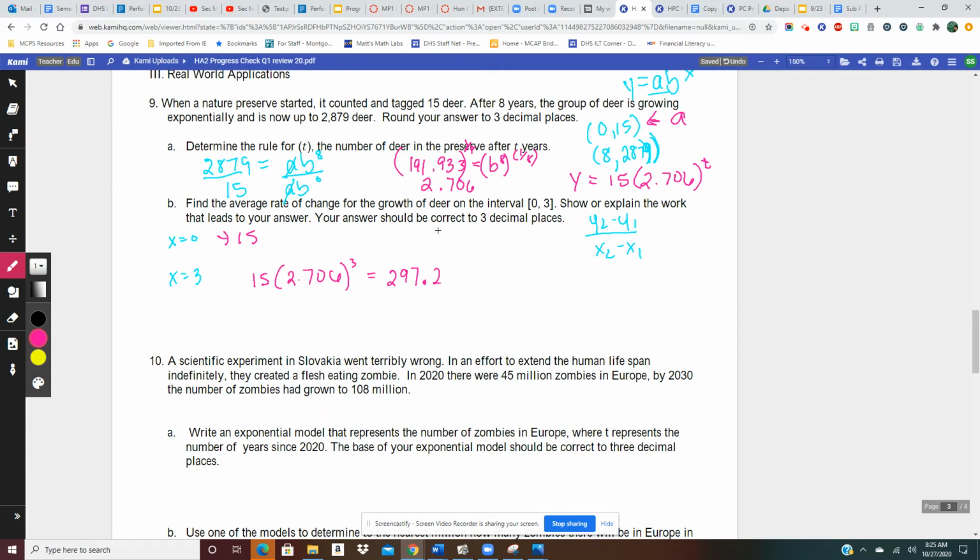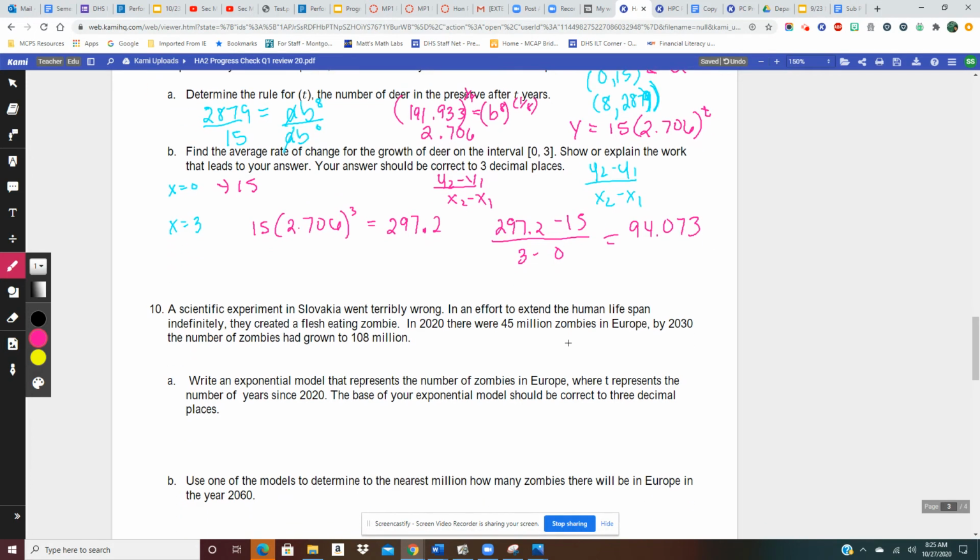So I'm going to do this whole rate of change thing again, y2 minus y1 over x2 minus x1. So here are your y values. You do 297.2 minus 15 over my x values, which is 3 and 0. So 3 minus 0. So I'm going to take this answer minus 15, and I get 282.2 divided by 3. And my final answer is 94.073. And if you would have put 94.072, that would have been okay also.